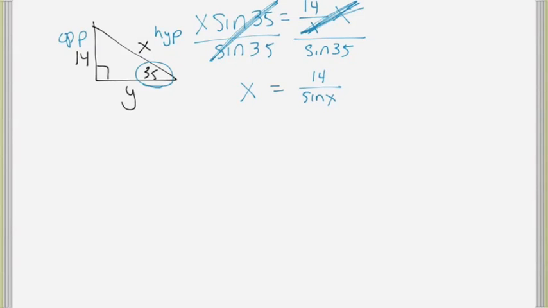We have to multiply by the bottom of the fraction because that's what will cancel a fraction.